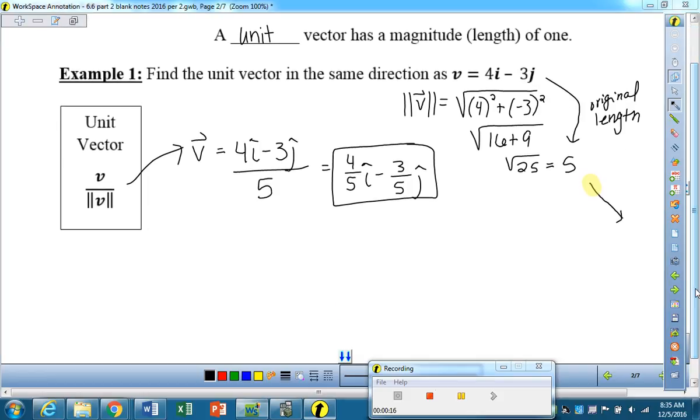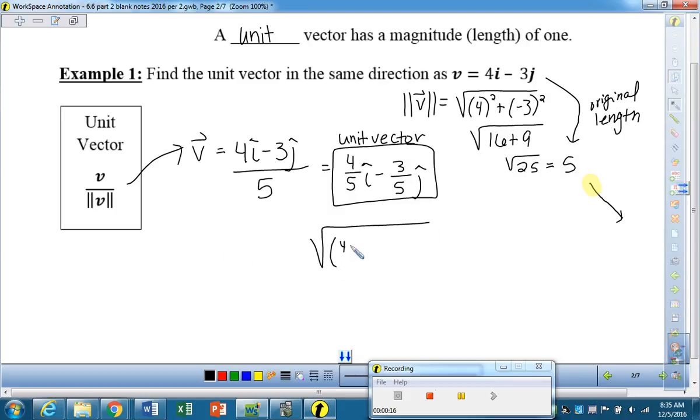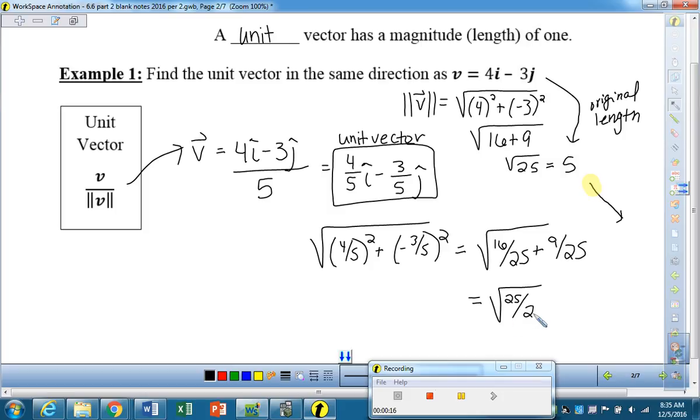Now we can check to see that this new vector is a unit vector by finding its magnitude. Use the magnitude formula, make sure that it's equal to 1. So when we put this one in, we have 4/5 squared plus negative 3/5 squared. When we square a fraction, we can square the numerator, square the denominator, so we get 16/25 plus 9/25. Add our numerators, keep our denominator the same, so we get 25/25, which is 1. What's the square root of 1? Great, so we know that it is in fact a unit vector.